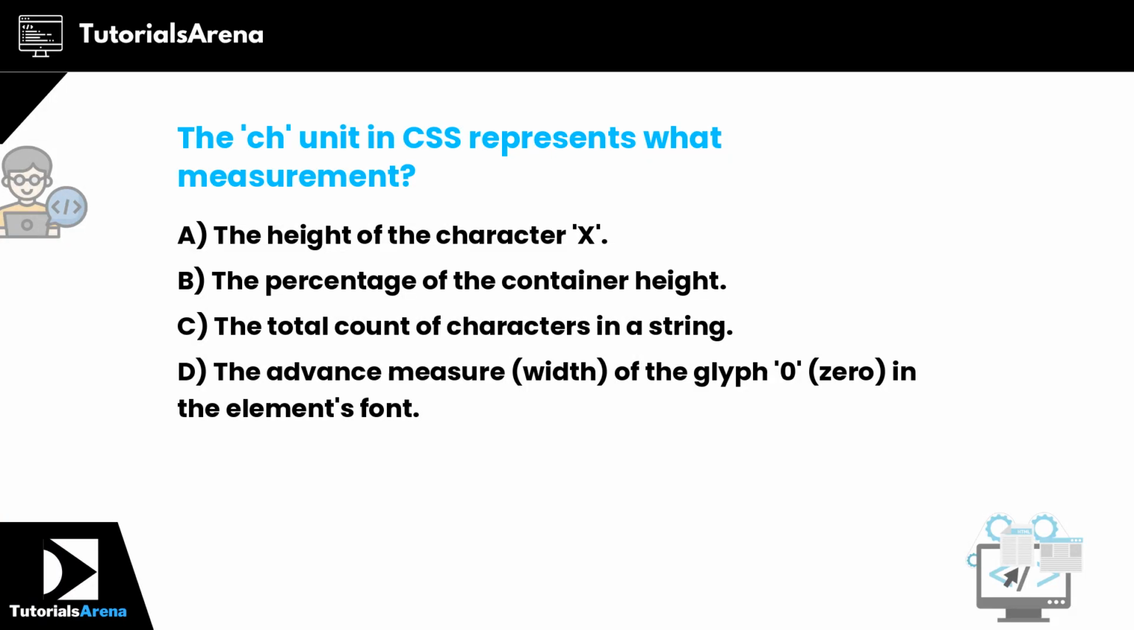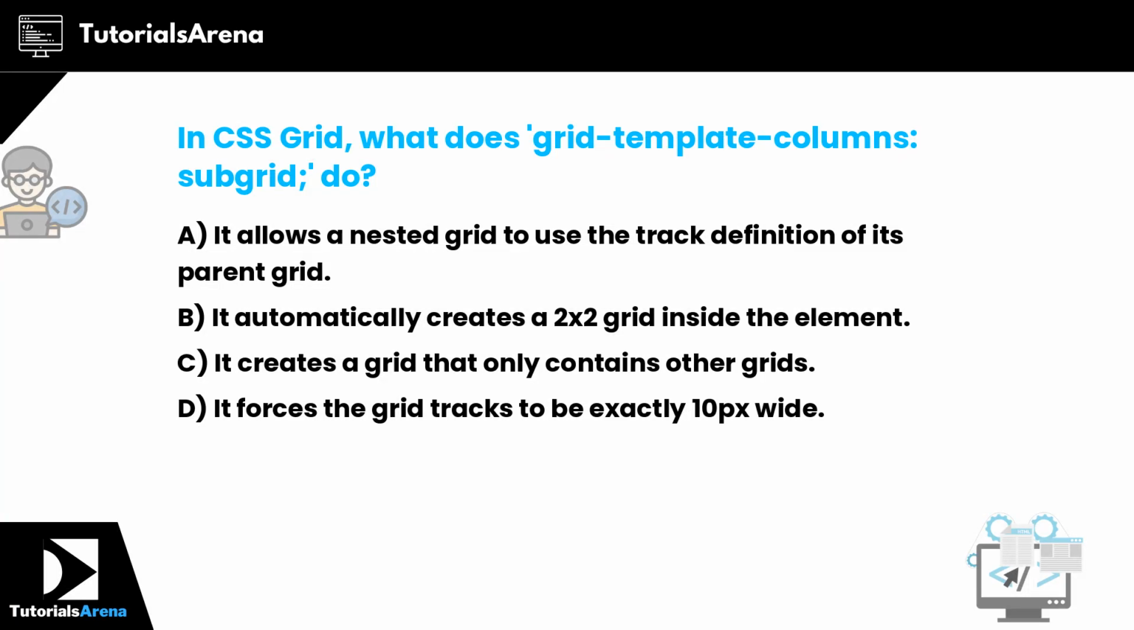The ch unit in CSS represents what measurement? The correct answer is option D. The advance measure, the width of the glyph 0 in the element's font. In CSS Grid, what does grid-template-columns: subgrid do? The correct answer is option A. It allows a nested grid to use the track definition of its parent grid.